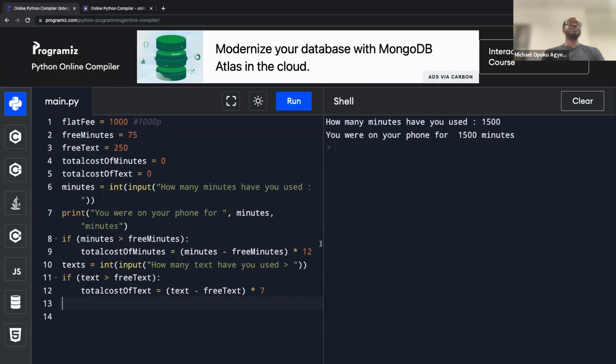We've not printed any of them. We've not printed any of these yet. We print up there like you were on your phone for how many minutes? Just to have the same. Good.